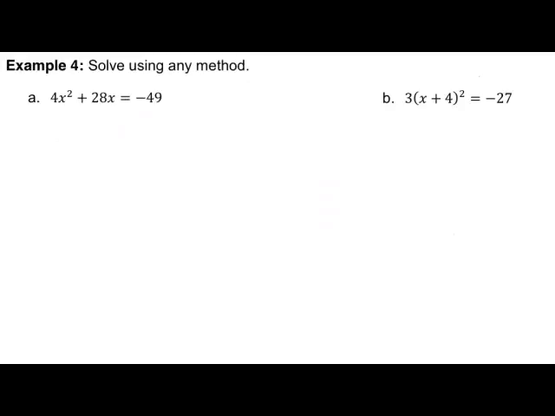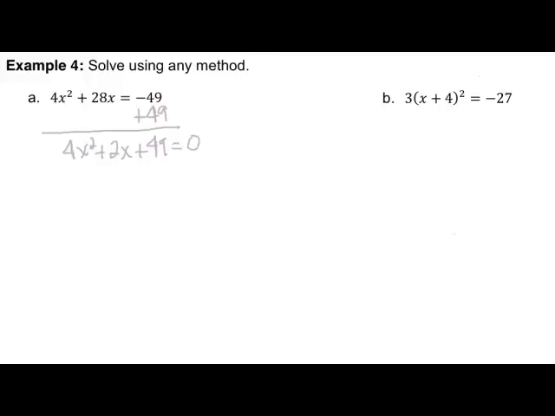So for example, for part A, we have 4x squared plus 28x equals negative 49. Now notice we're going to have a trinomial if we set this equal to 0, so I want to do that first. So we're going to add 49 to both sides. So we have 4x squared plus 28x plus 49 equals 0.